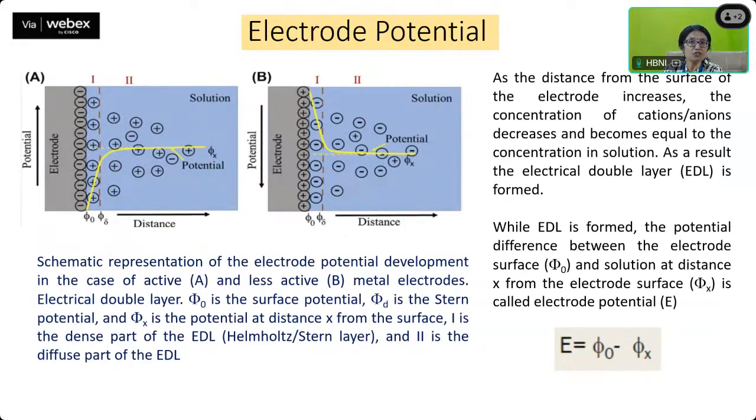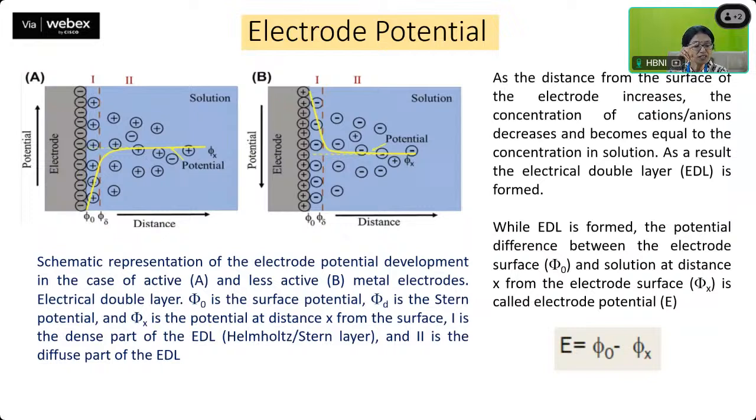So how is the electrode potential going to look? If you look over here, what you see is one particular solution, which I have named A, and there is another one which is known as B. These are two different metal electrodes. A is a more active one, whereas B is a less active one.